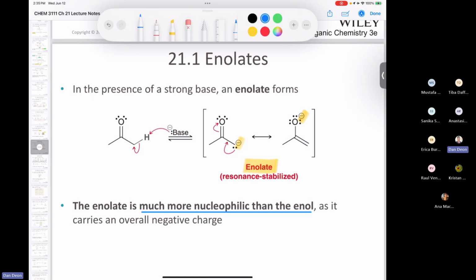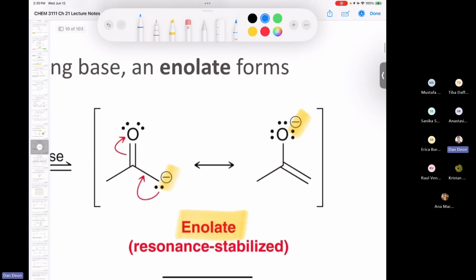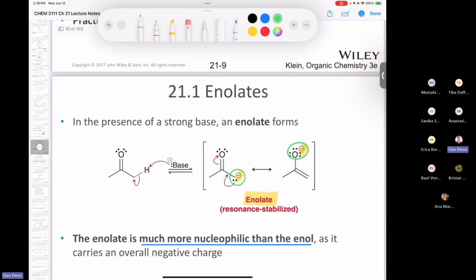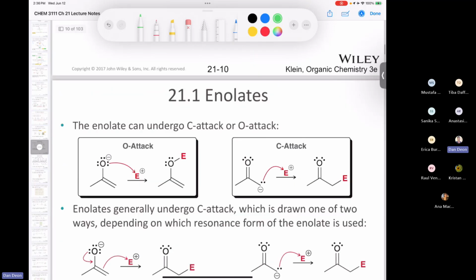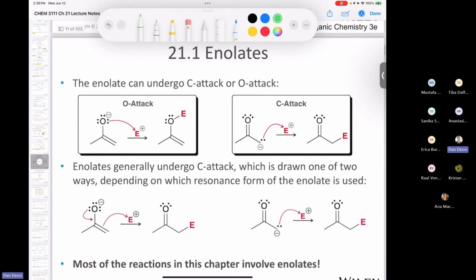Now, I know you're all very astute, so you might be looking at this enolate and go, well, dang, Mr. Dion, there's a problem here. This carbon could act as a nucleophile, and this oxygen could act as a nucleophile. So which part is going to do the nucleophilic attack? That is an awesome question. That's a great question to come up with if you're thinking of that. And the answer is it actually can do both.